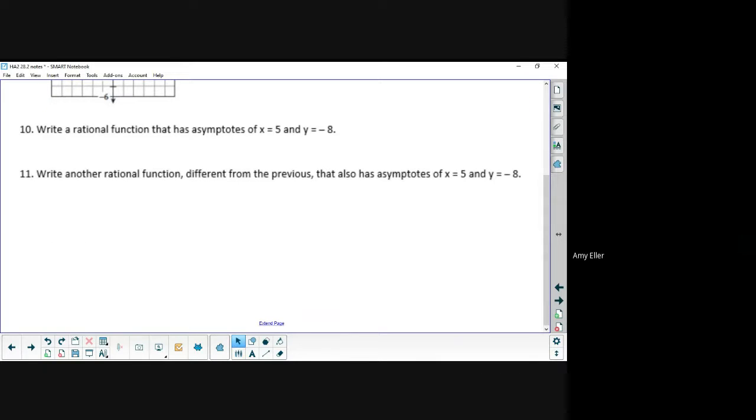Number 10, write a rational function. That's the name of our parent function. This is a rational function. They want you to write one of those that has asymptotes of x equals 5, y equals -8. We like stretch and shrink in here. I can't tell you anything yet.